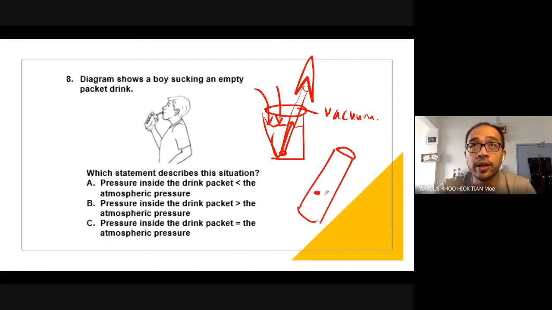Although people nowadays say we should not use straws so much because it's not environmentally friendly, and so on. Okay, so next time you drink water from a straw, please remember this, and thank God for atmospheric pressure. Because if there's no atmospheric pressure, you will not be able to drink your Milo Pink or your Nescafe Pink or whatever it is that you drink from a straw. Okay?